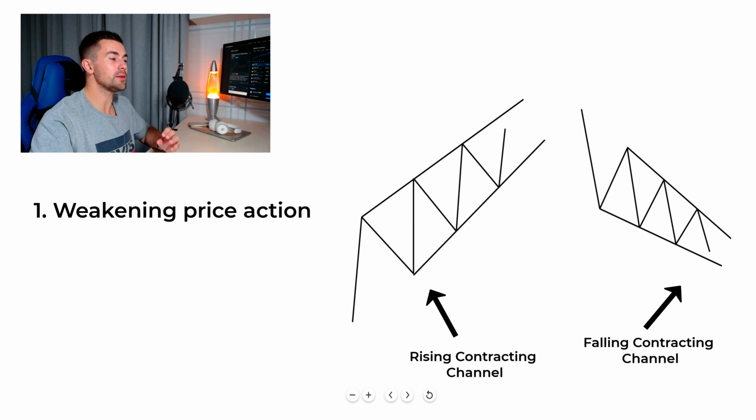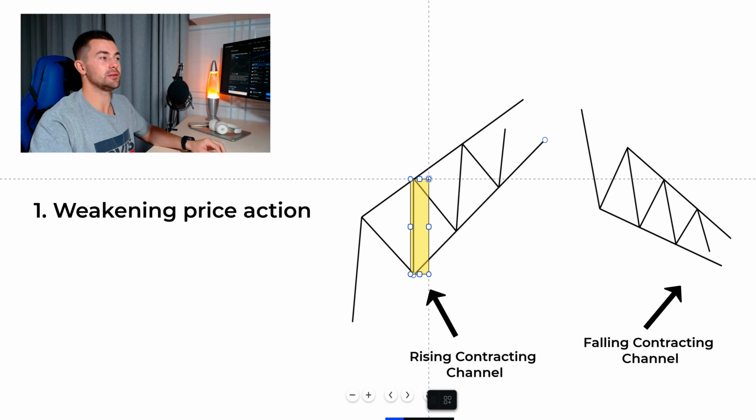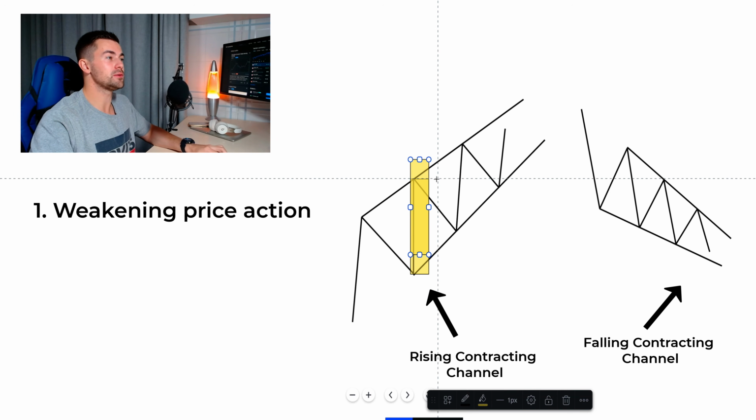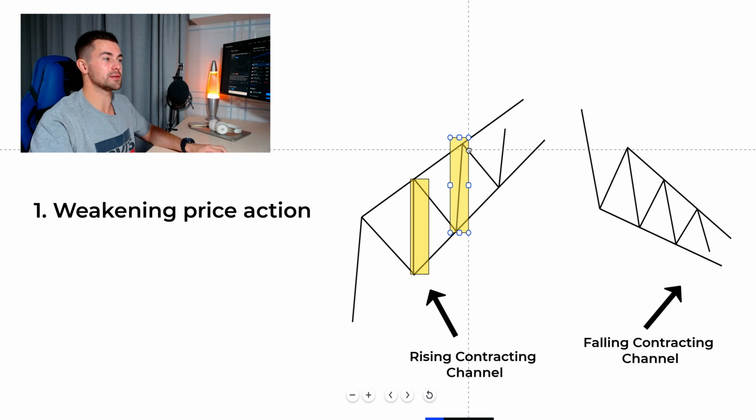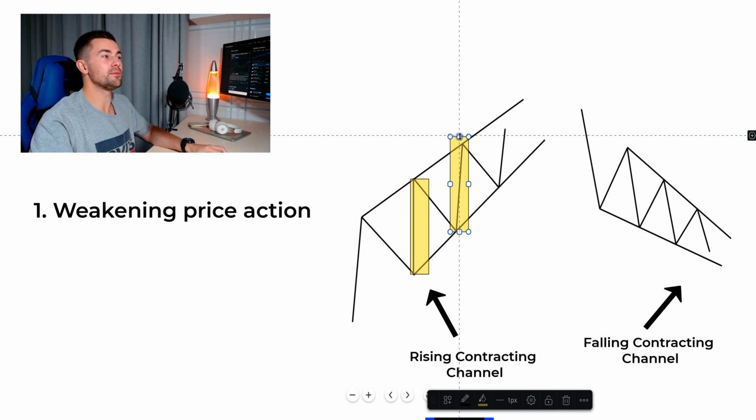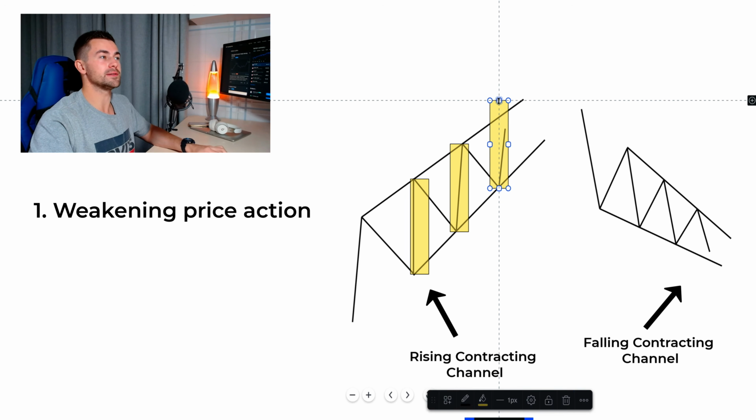And if we measure right here the length of the initial bullish leg within this contracting channel and compare that to the second bullish impulse within this contracting channel, you can see that the second one is definitely weaker, yes. And then the third one is even weaker.